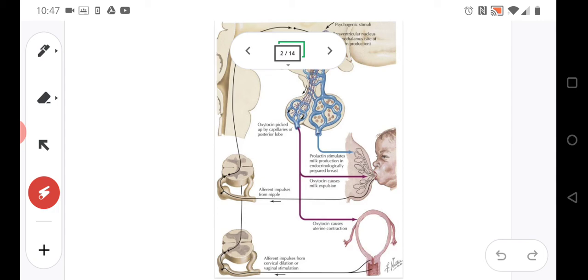Okay, so we'll generally need to speed up a bit with the endocrine system. Next week we'll finish it and we'll go on with the next topics. Okay.